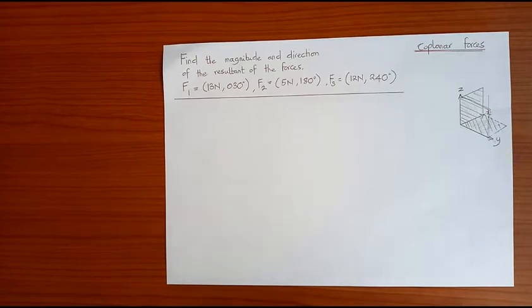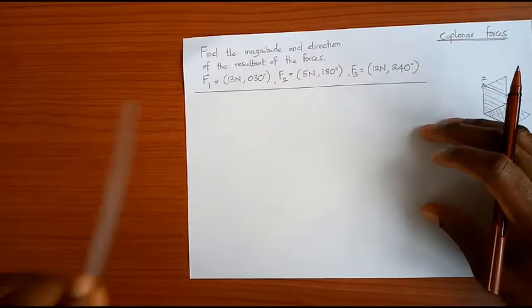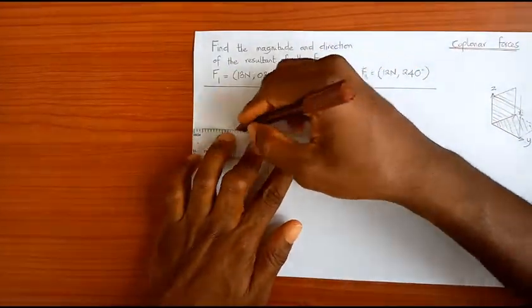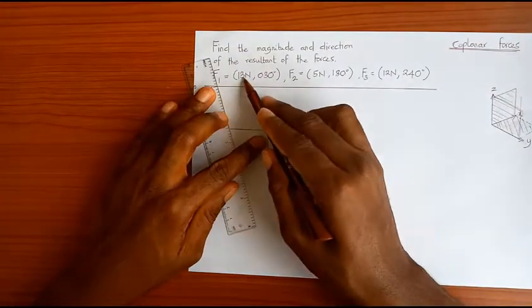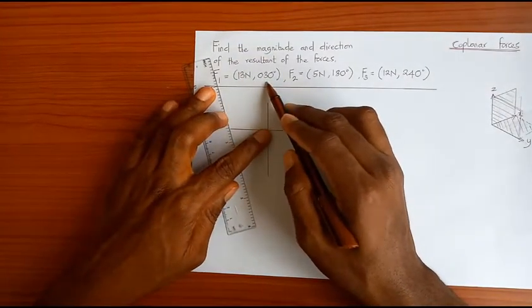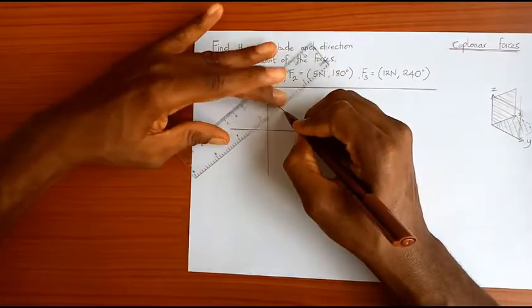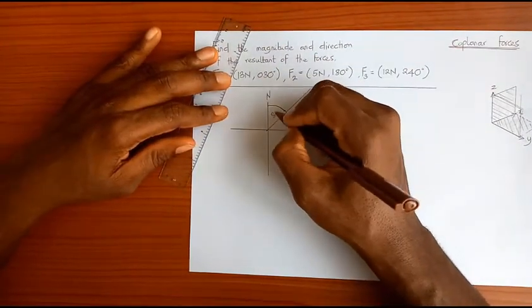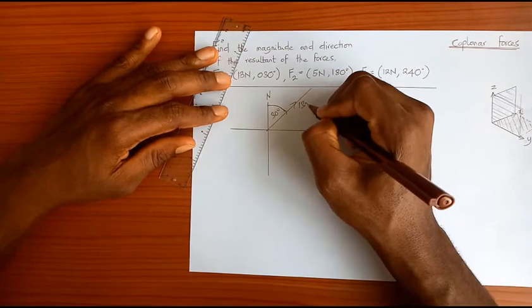Okay, so let's solve this question. First, let's sketch quickly. I have my x and y axes, I have my 30 Newton force, and these angles are measured from the North Pole. So I have from here 30 degrees. This is my North Pole, 30 degrees. I have my 30 Newton force here.